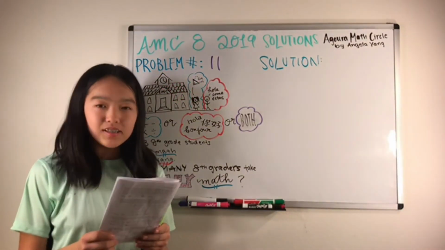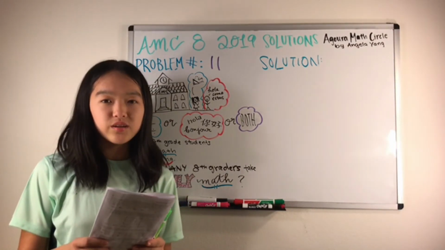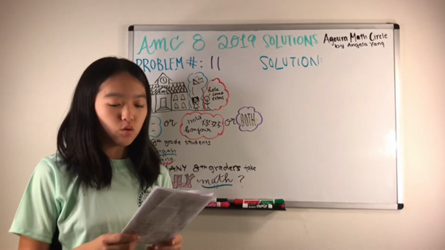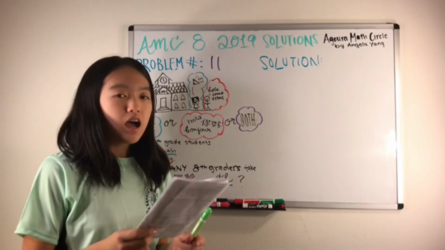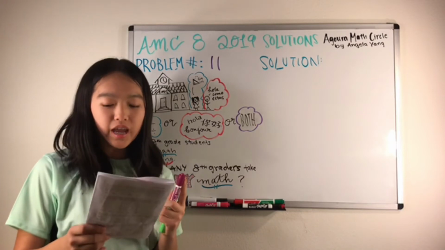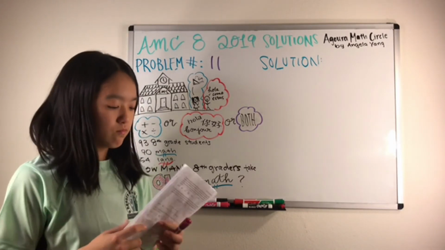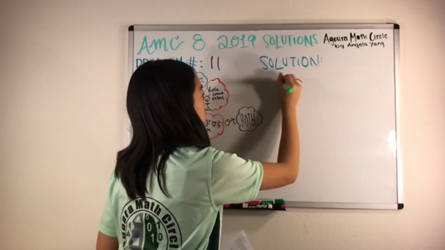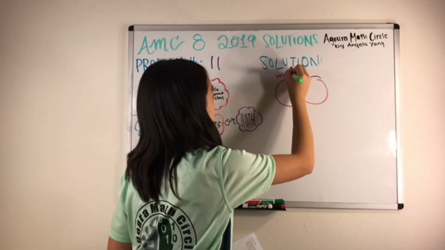Problem number 11 states, the 8th grade class at Lincoln Middle School has 93 students. Each student takes a math class or a foreign language class, or both. There are 70 8th graders taking a math class, and there are 54 8th graders taking a foreign language class. How many 8th graders take only a math class and not a foreign language class? So to solve this, we need a Venn diagram. One circle will be labeled math, and the other circle will be labeled foreign language.